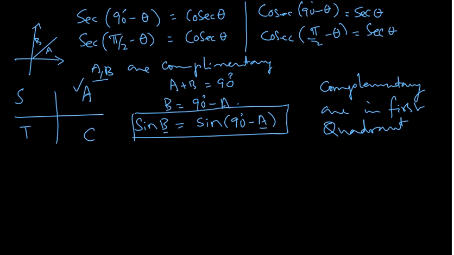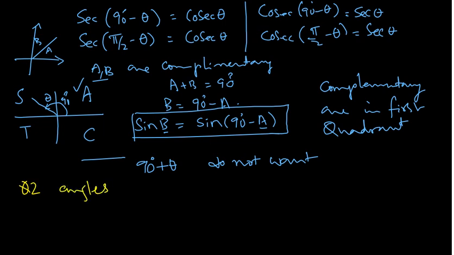We do not want to talk about 90 plus theta, because it confuses us. Instead, if something is here, you could take it this way, that means 90 here plus theta, or you can do it the other way. Now I'm talking about the second quadrant, quadrant 2 angles. This is where the supplementary thing will come. So quadrant 2 is supplementary.